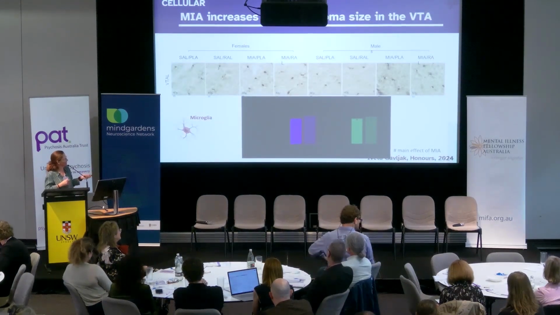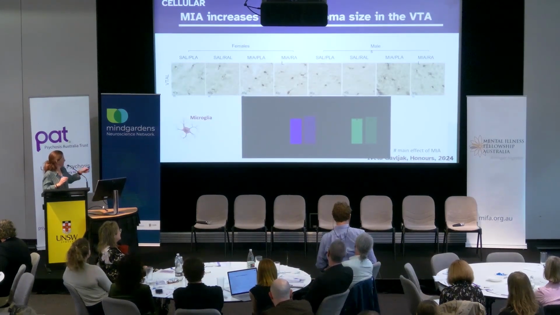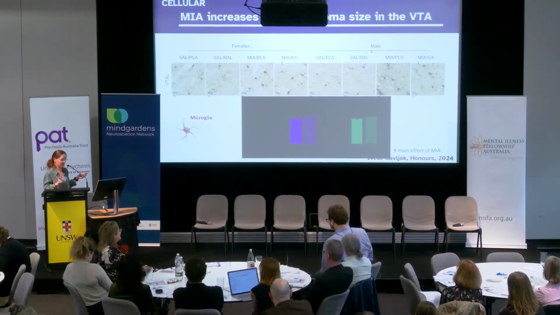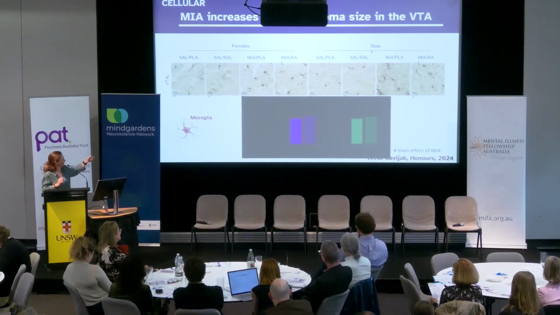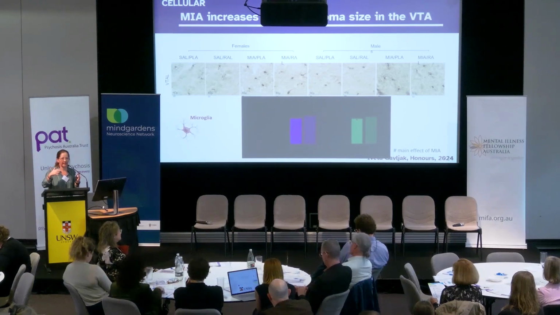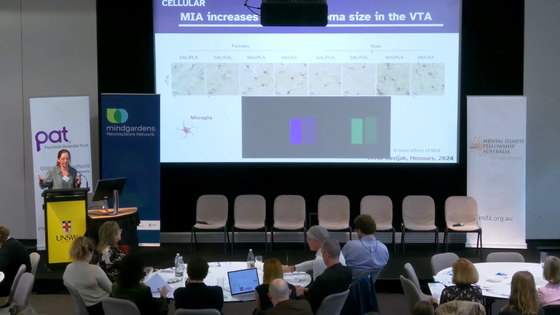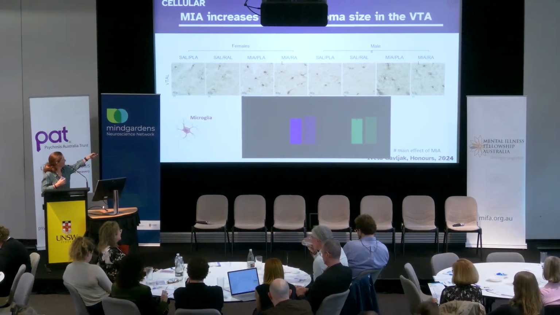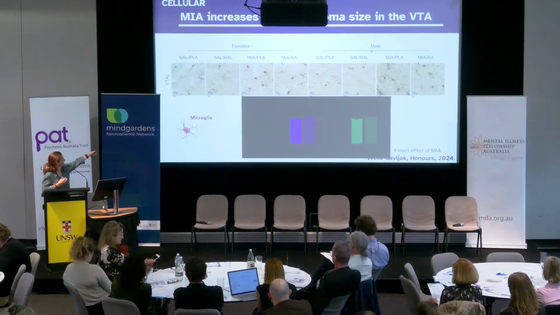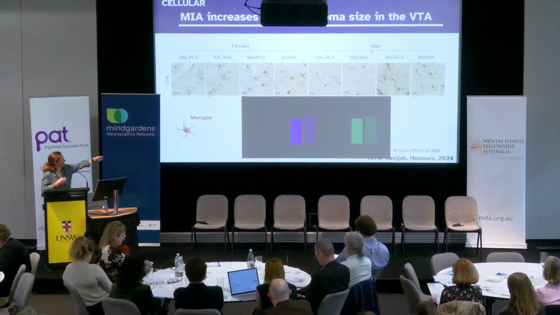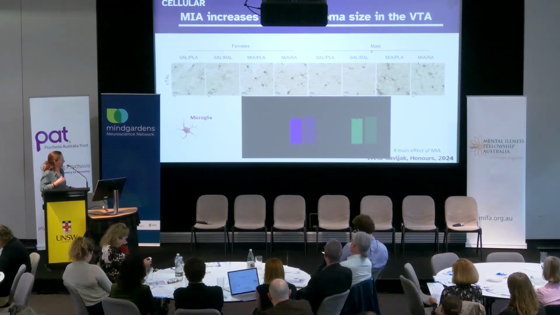That's a bit of a funny picture. Right, so this is the second last slide. This data is actually hot off the press. You can't see the graph so well, but essentially what this shows is microglial soma size. Larger soma size is generally thought to indicate more active, pro-inflammatory microglia. And you can see, in the MIA animals, the soma sizes of the microglia are actually larger than in the saline-treated animals, in both males and females.